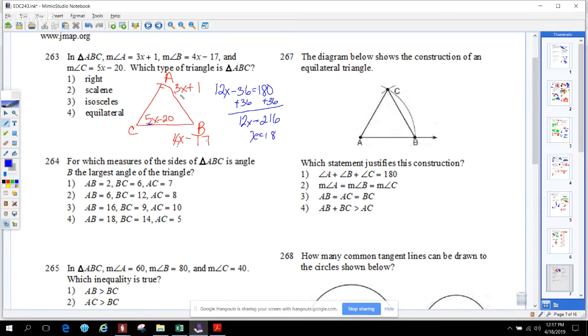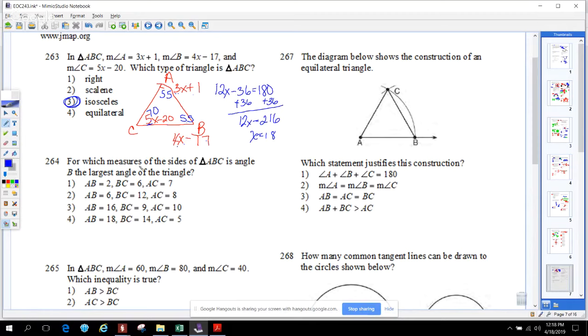And we're still not ready yet because now we have to take 18 and plug it into each of these. So we'll do 3 times 18, which is 54, plus 1 means this angle is 55. 5 times 18 gives us 90. 90 minus 20 is 70. And 4 times 18 is 72, minus 17. Excellent. Gives us 55. So what kind of triangle is this? It is isosceles. It's isosceles because these two angle measures are the same.